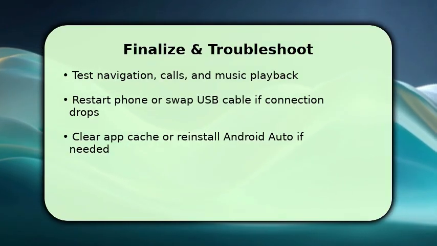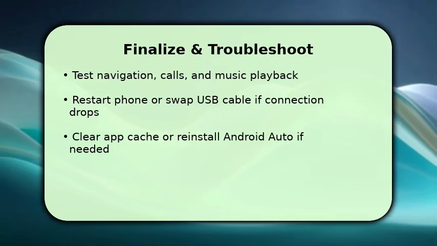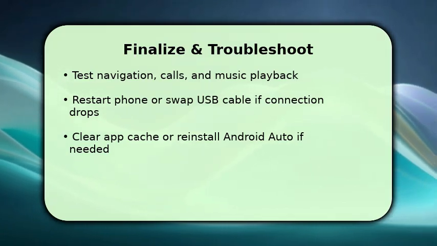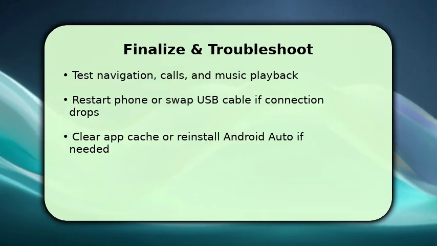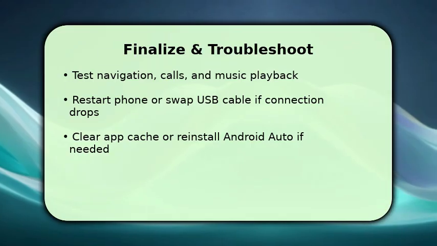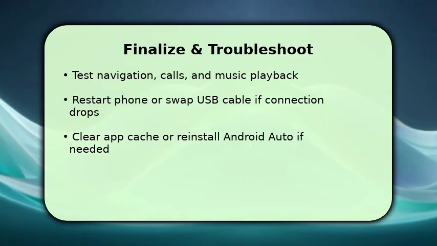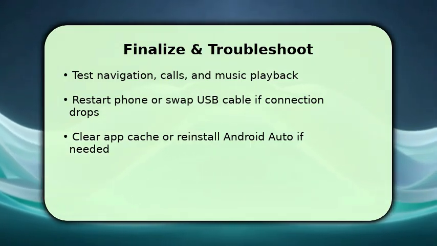If wired connection fails, swap to a high-quality USB cable. If wireless fails, forget the car on Bluetooth and repair. As a last resort, clear Android Auto cache or reinstall the app. This resets settings and resolves corrupted configurations quickly.